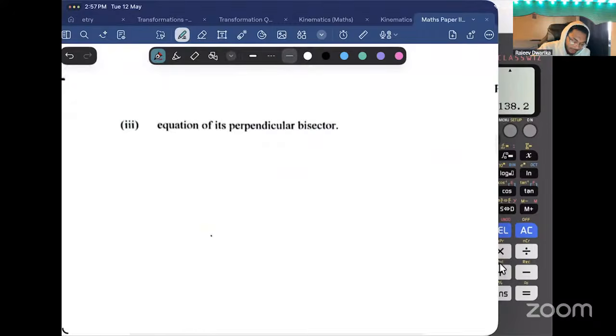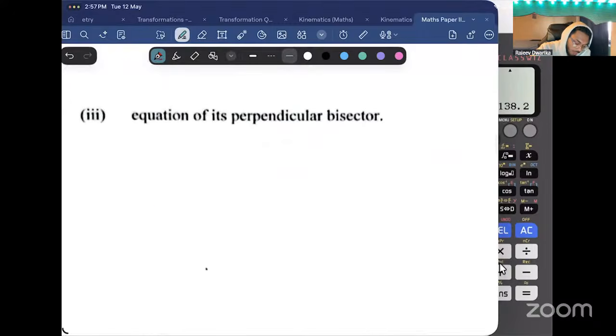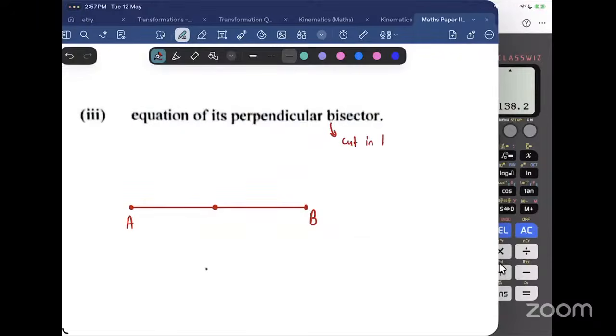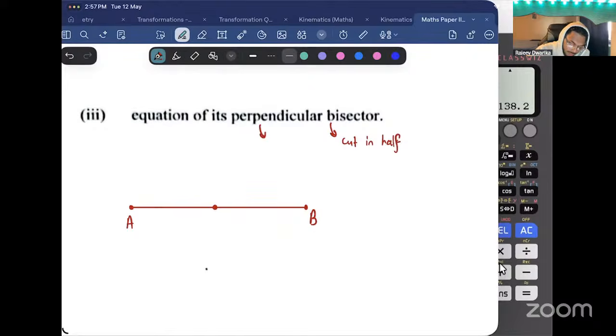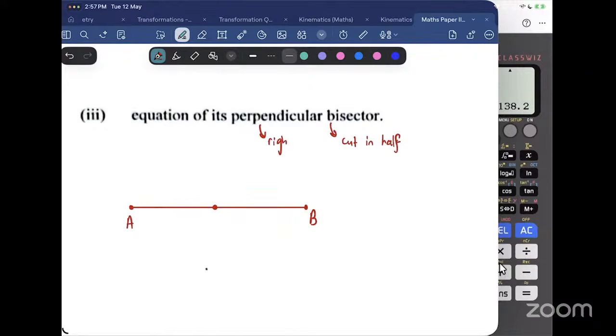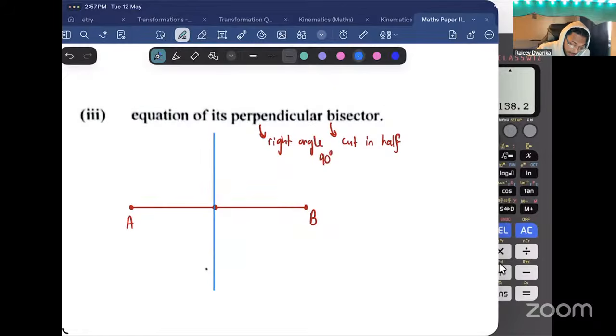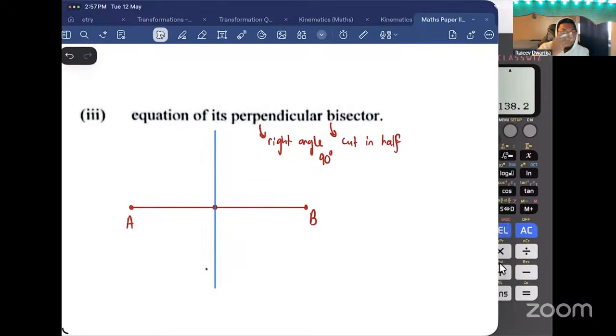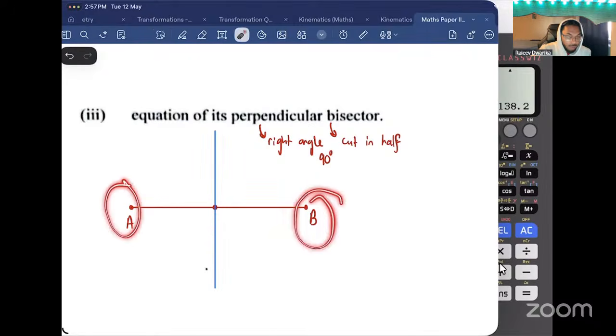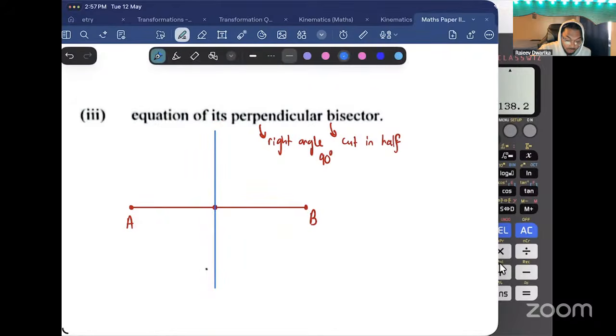Alright, equation of perpendicular bisector. If this is the line segment AB, then the perpendicular bisector is your line that cuts the line segment in what? Bisect means to cut in half, right? And perpendicular means at what angle? 90 degrees. So this is what our perpendicular bisector would look like. For you to figure out the equation of a line, you need to know a point that the line passes through. So if you said A or B, that's wrong. The perpendicular bisector will always pass through the what?